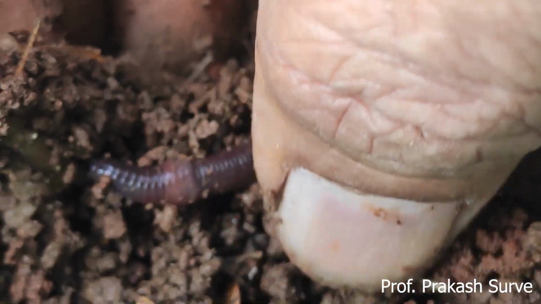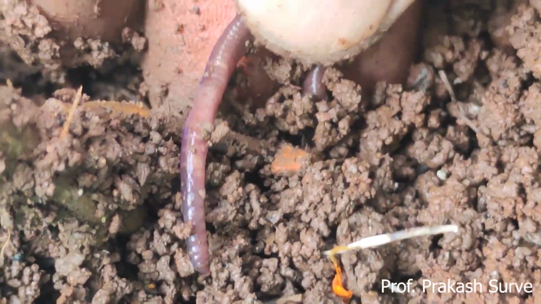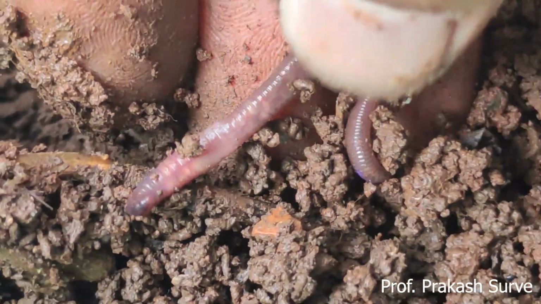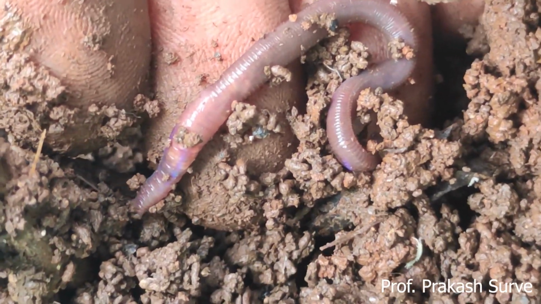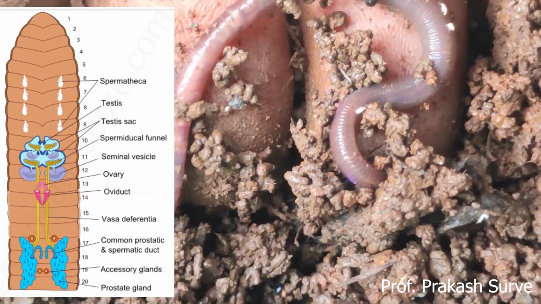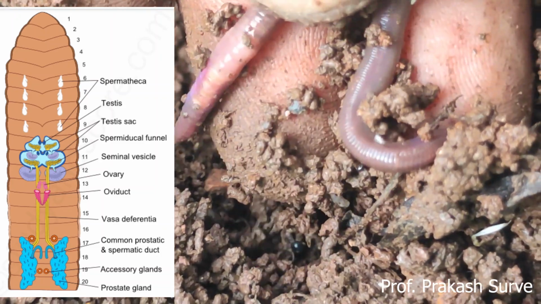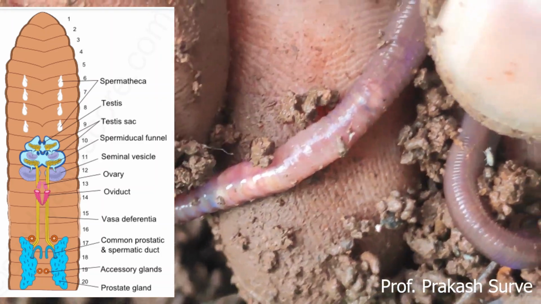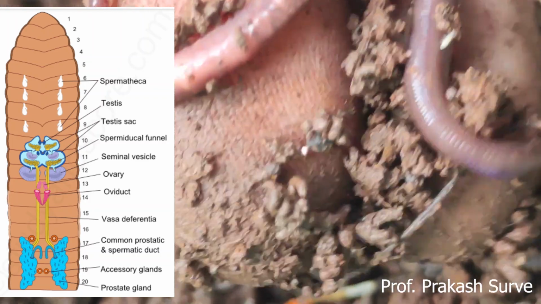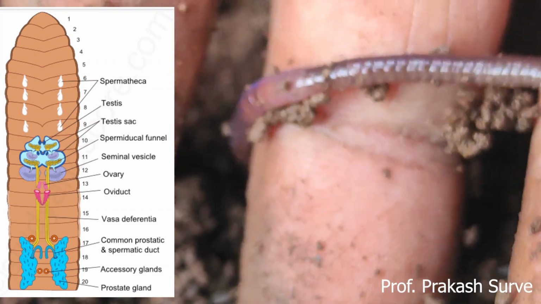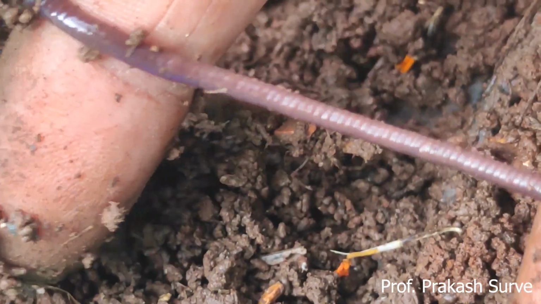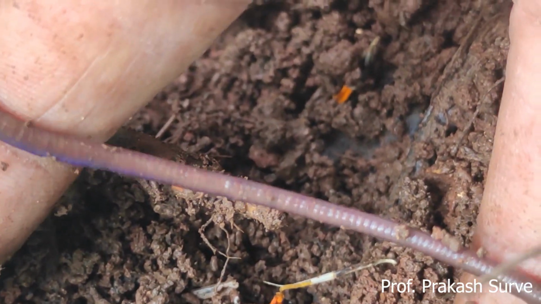So here we can watch. We'll take out this earthworm now from the soil. We can watch its dorsal as well as ventral side. On the ventral side we can observe that the genital openings are there. This earthworm is a hermaphrodite; both the sexes are present. Here the segmented body we can watch clearly.